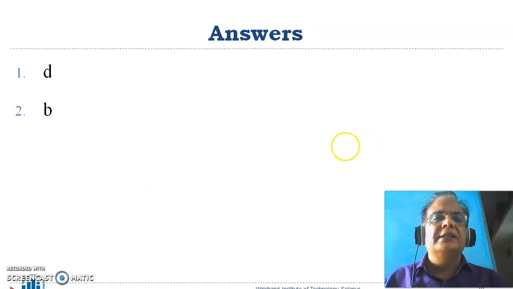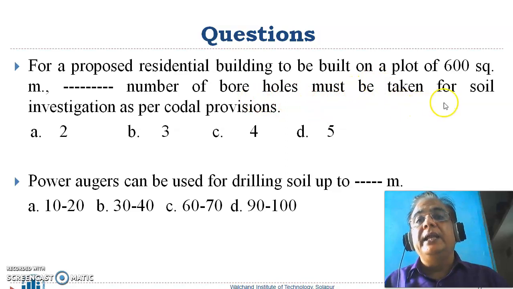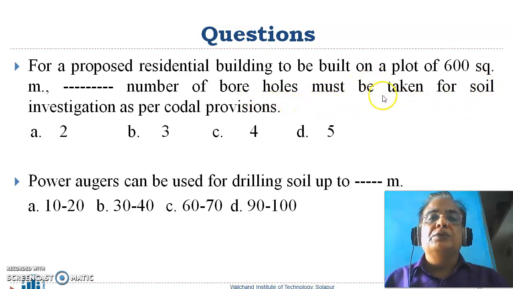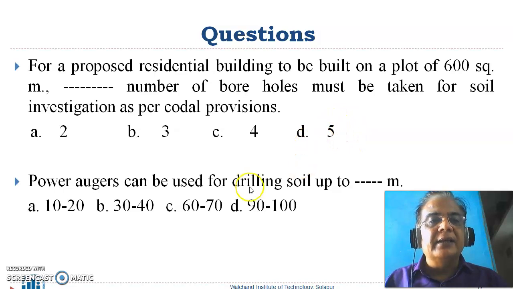So here are the answers. Answer to question number 1. For a proposed residential building to be built on a plot of 600 square meter, dash number of boreholes must be taken for soil investigation. So it is 5 number of boreholes. D is the correct answer.